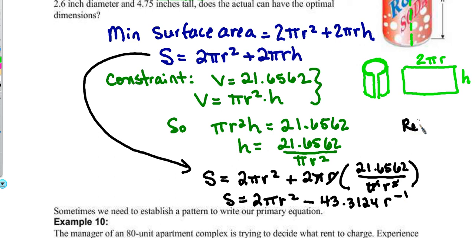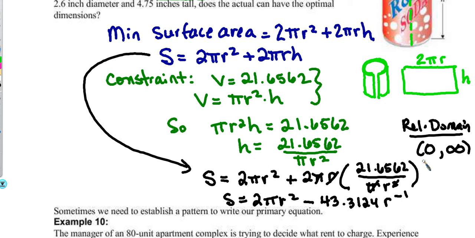I need to find a relevant domain. Now when I'm looking at this, my variable is r, so I'm trying to find information about r. Now I'm going to use this information right here. r, you definitely have to have a radius, so we're going to start from 0. As r increases, because it's in the bottom in this formula in my constraint, h is actually approaching 0. And it's kind of asymptotic, but it's not ever going to get to 0, because if r was like 10 million, I could make h small enough. That just makes h a really small number. So technically our relevant domain is going to go 0 to infinity.